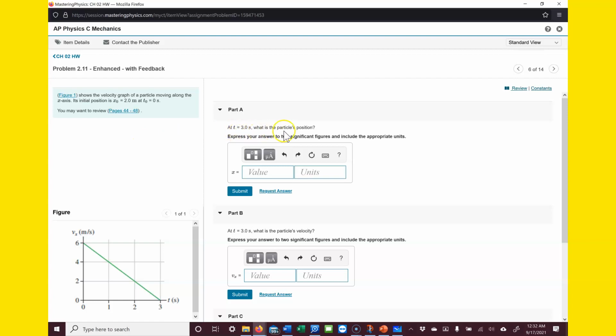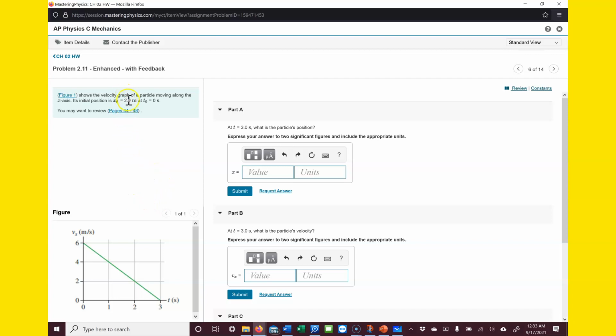Alright, at t equals 3 seconds, what is the particle's position? All we have to do is determine, how is position related to a velocity graph? It's the area between the curve and the t-axis. So what's the area of this triangle? It's going to be 1/2 times 3 times 6, so half of 18, which is 9. That's the displacement. If the initial position was 0, that would be the final position.